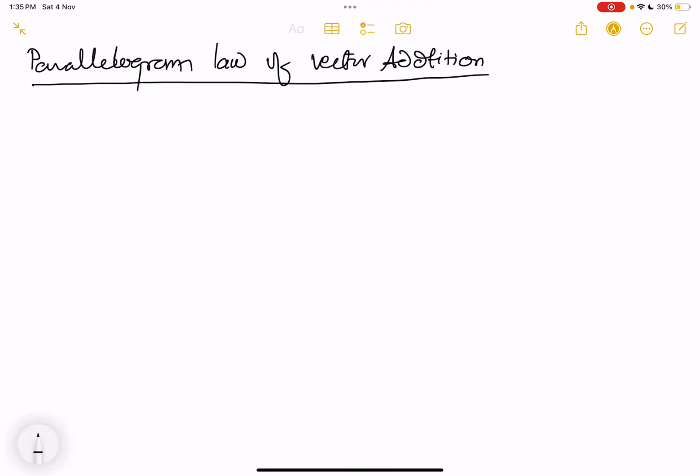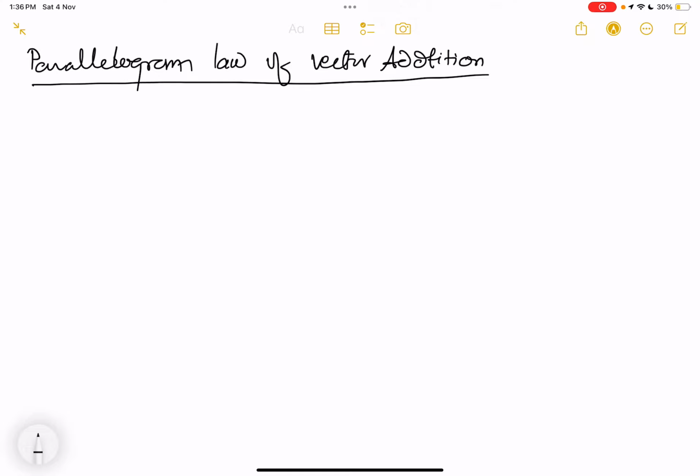Okay, so what we have learned so far was something called the triangle law of vector addition. तो अभी हमने सीखा वो था ट्रायंगल लॉ ऑफ वेक्टर एडिशन, बिकॉज उसमें एक ट्रायंगल बनता है. Now we will modify it and we will make it a parallelogram law of vector addition.